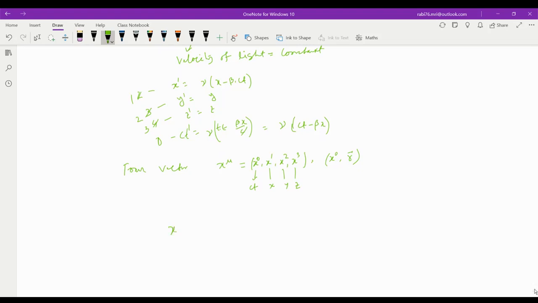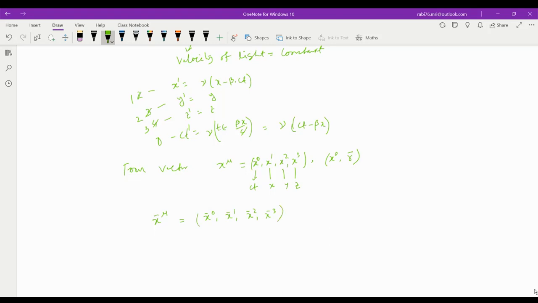Now, suppose f bar mu is equal to f bar 0, f bar 1, f bar 2, f bar 3, right?